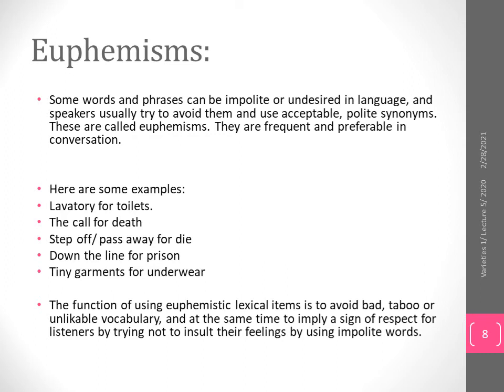Some words and phrases can be impolite or undesired in language, and speakers usually try to avoid them and use acceptable, polite synonyms. These are called euphemisms. They are frequent and preferable in conversation. Here are some examples. "Lavatory" is said for toilet. If you are in a business meeting and you want to go to the toilet, saying so in front of your colleagues or employees is usually impolite and undesirable. So instead, you would simply say, "I need to go to the lavatory."